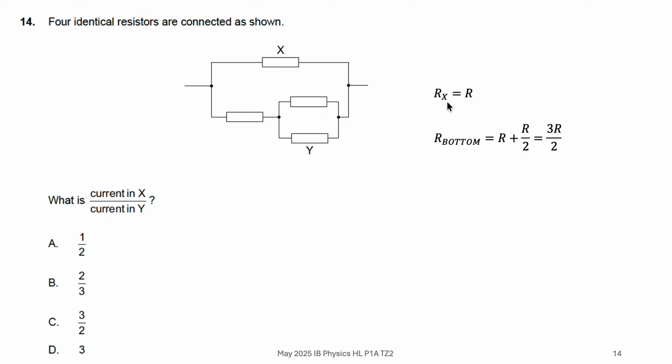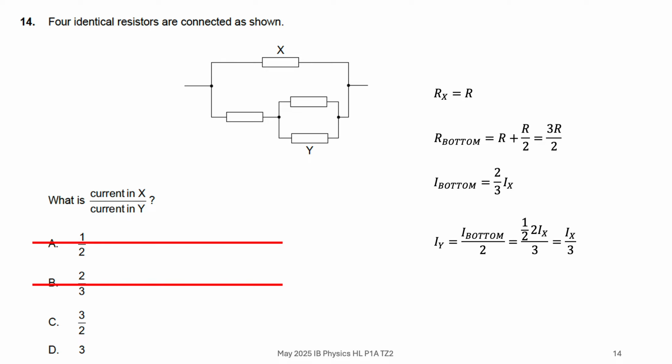The reason I've done that is just so we can compare the currents in these two branches. The current going through X and the current going through this resistor here are going to be out by a factor of 3 over 2. Now, what this means is if we've got a bigger resistance on the bottom, we're going to have a smaller current. It means the current on the bottom is going to be 2/3 of the current going through X. That's our starting point because we want to get to the current in X.